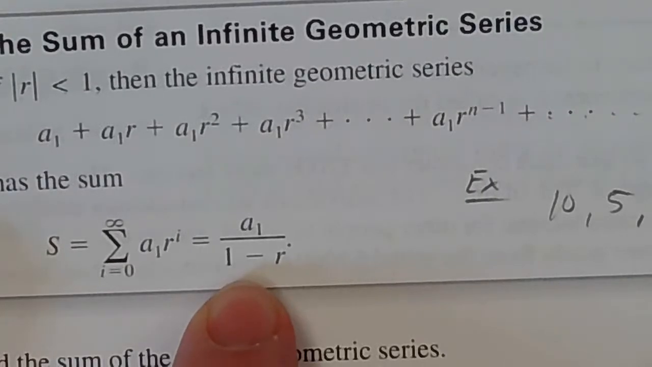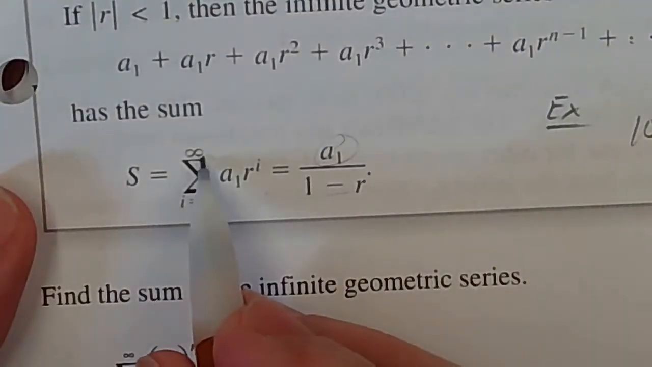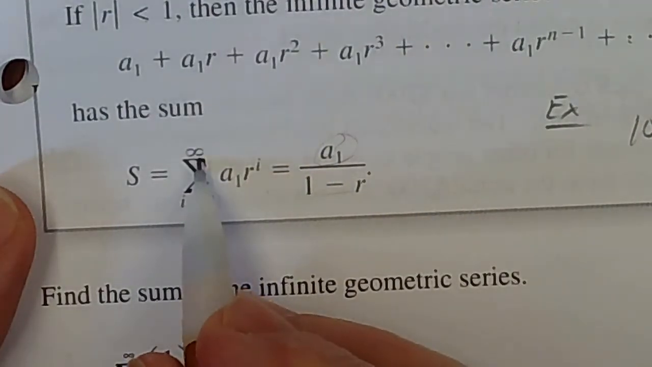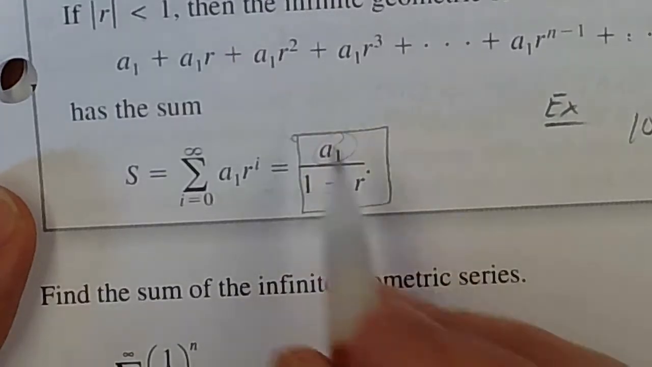And it's actually a really easy formula to use once you get used to it. A1, and then you just divide it by 1 minus r. That's it. Okay, and that's why they use this infinite sign right here. So the sum from your beginning value to infinity will be equal to this formula here. This is the part you really got to focus on.